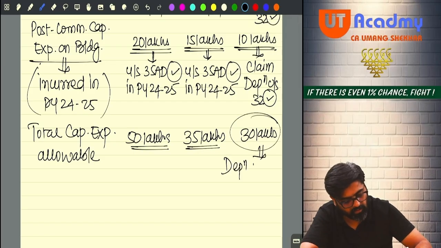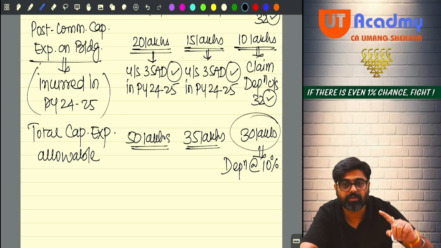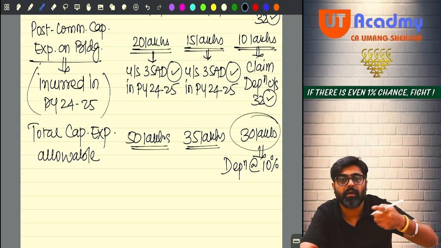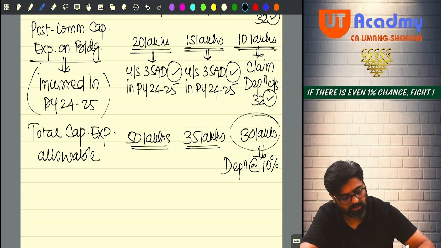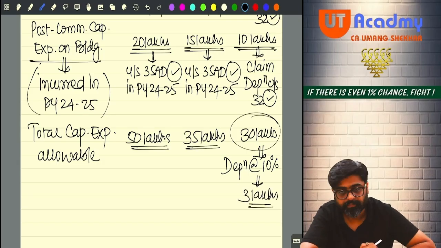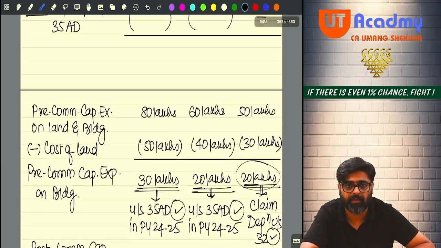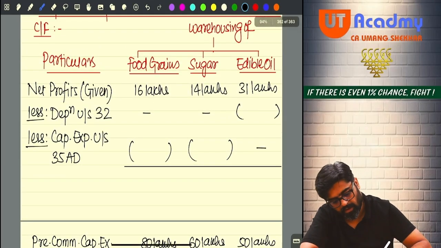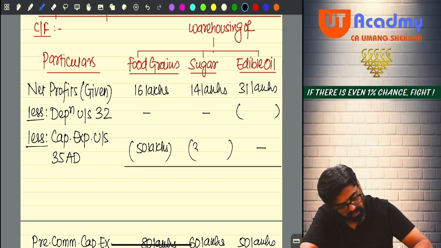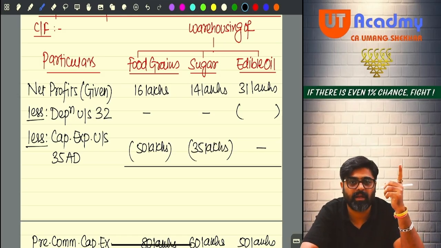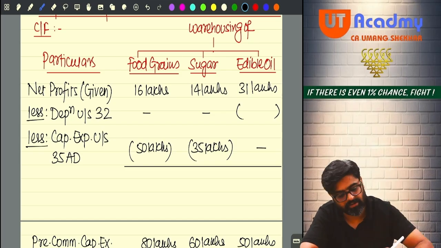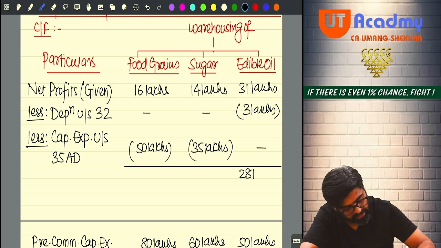On this, depreciation will be calculated at what rate? 10%, because it is cost of building. Cost of building rate of depreciation is 10%. Yes or no? So the depreciation will be 3 lakhs only. Now this entire information I will put in my table. Can I say here I can claim 50 lakhs? Here I can claim entire 35 lakhs. But entire 30 lakhs cannot be claimed. On that I will claim depreciation. How much? 3 lakhs. Now it will give you 28 lakh of profit.